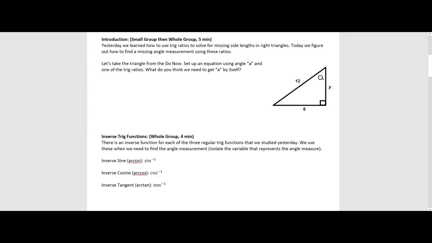Okay, so it might help to label the sides based off of this reference angle. 8 would be our opposite side, y would be our adjacent, 12 would be our hypotenuse. Oh, well, I guess you do have a value for y because you may have gone back and solved for y in the do now, but based off of the diagram we have here, we're just going to use the opposite and hypotenuse sides, which means we need to use the sine ratio, right? Because that's the trig ratio that uses opposite and hypotenuse. So sine of A is equal to opposite over hypotenuse, so 8 over 12.